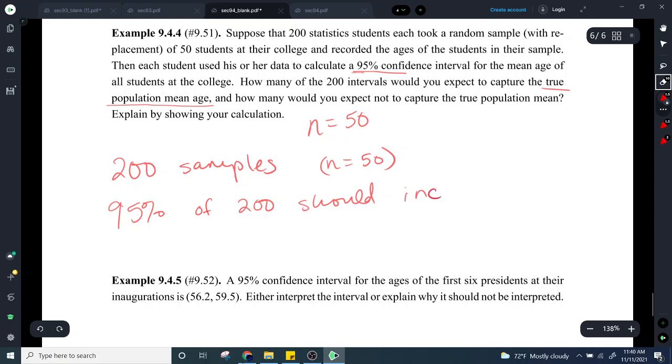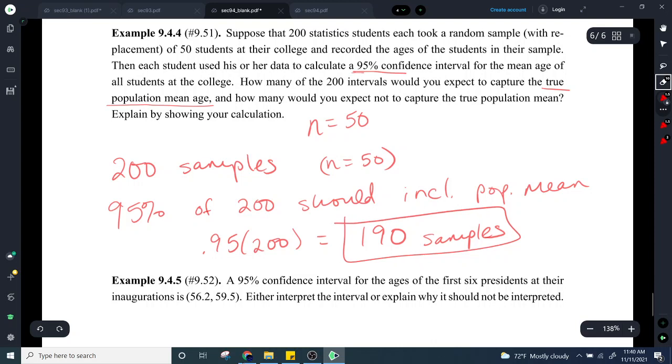include the population mean, whatever the real population mean is. So I'm going to do 95% of 200, and I'm getting 190. So basically 95% of 200 means that 190 of those samples should include the true population mean, whatever it ends up being.